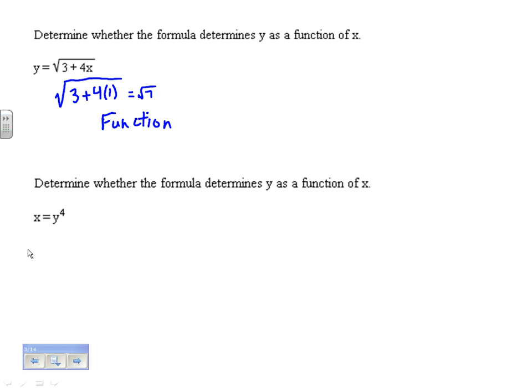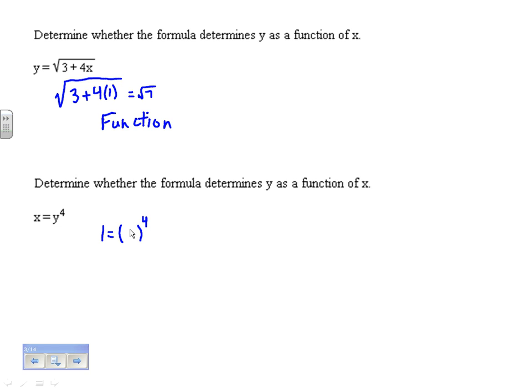Okay, on this bottom one, what we have is x equals y to the 4th. And so this one, hopefully we notice right off the bat, is going to be a little different because we have y to the 4th power here, meaning it's not solved for y already. So that's going to make this a little bit weird. But let's think about if I plug in 1 for x on this, then what does y have to be in order for us to take it to the 4th power and get 1?